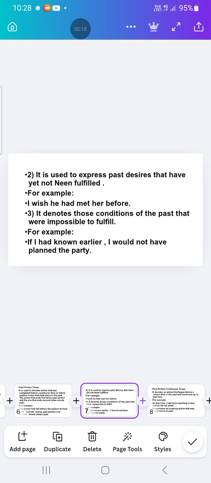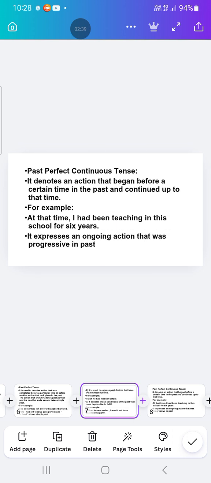It is used to express past desires that have yet not been fulfilled. For example, I wish he had met her before. It denotes those conditions of the past that were impossible to fulfill. For example, if I had known earlier, I would not have planned the party.